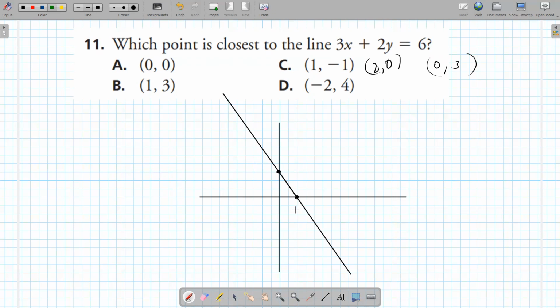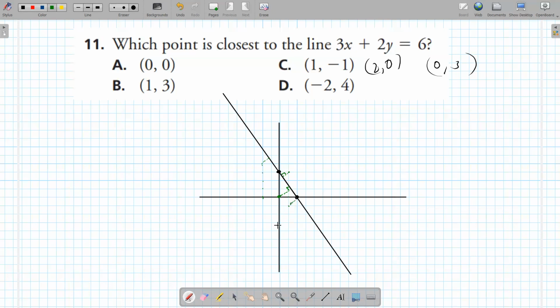Here we can eliminate some of the points, I think. From (0, 0) to this, you get this distance here. From (1, 3), here, you get this distance. It's always going to be perpendicular, a 90 degree angle. Look at this, this is the 90 degree there. Then (-2, 4): negative 2, 1, 2, 3, 4. This is the third point, our D. Then you have (1, -1), like that.